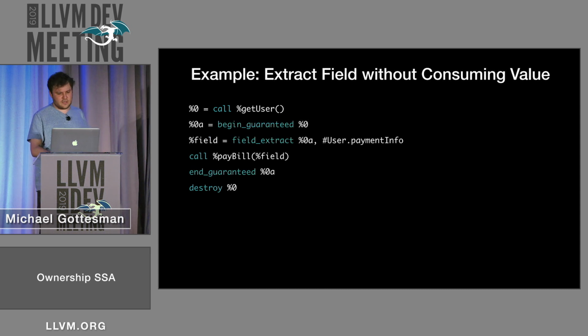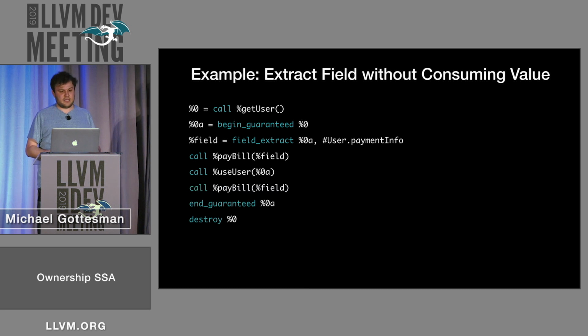First, notice that we are introducing a few new instructions here, begin guaranteed and end guaranteed. These are the begin and end scope instructions that define and summarize our region of access to our base value, %0. By creating this scope, we are asserting in an easily verifiable manner that over the entire scope, %0 will not be destroyed, meaning we can access its internal state safely without worry. Additionally, due to our recursive data flow property, we don't need to reborrow the result of the field extract before we pass it to payBill.